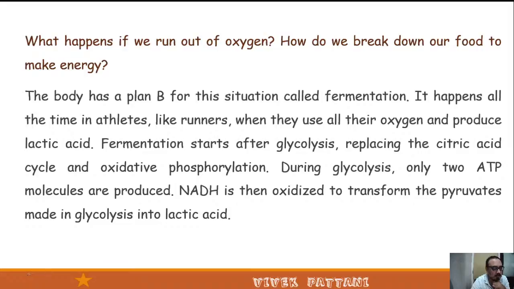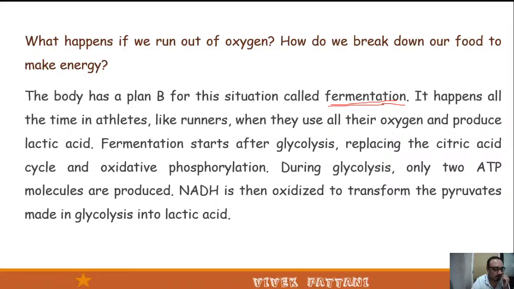So what happens if we run out of oxygen, and how do we break down food to make energy? The body has a plan B for this situation, called fermentation. It happens all the time in athletes and runners, when they use all their oxygen and produce lactic acid.